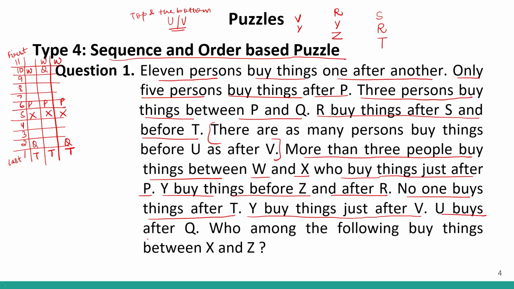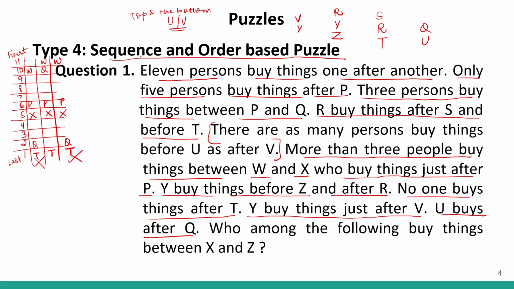U buys after Q. So it is given to us that U buys after Q. So we will consider this information. Now if you look at possibility 1 and possibility 3, do we have a position after Q? We don't. So that means these possibilities are not correct because U will purchase after Q.